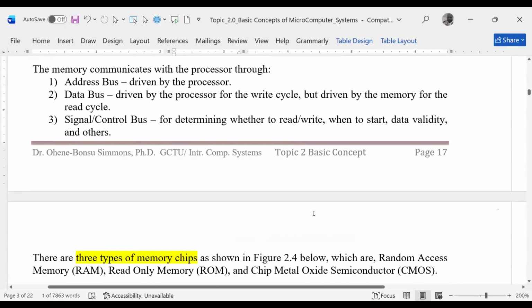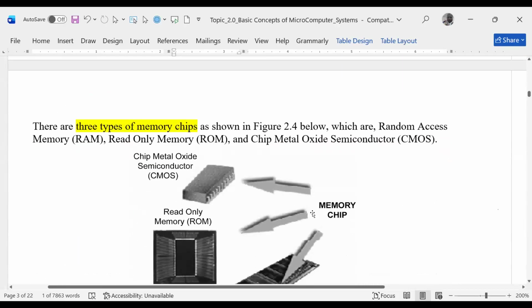We are still in the memory. The memory here consists of 3 chips. Memory has 3 types of chips. One is called read-only memory, random access memory, and complementary metal oxide semiconductor, called CMOS. And this spelling is different from my name.